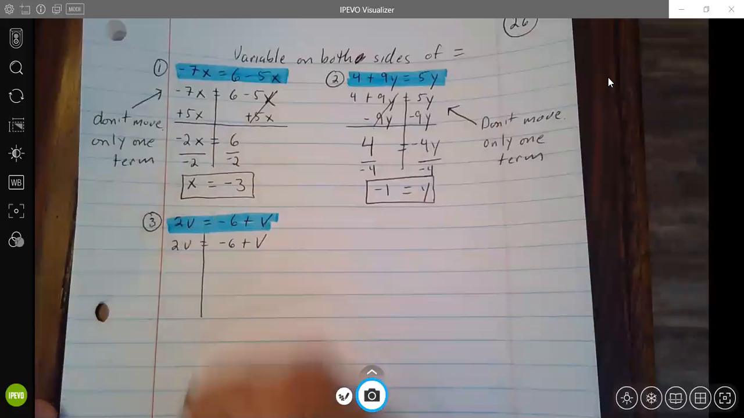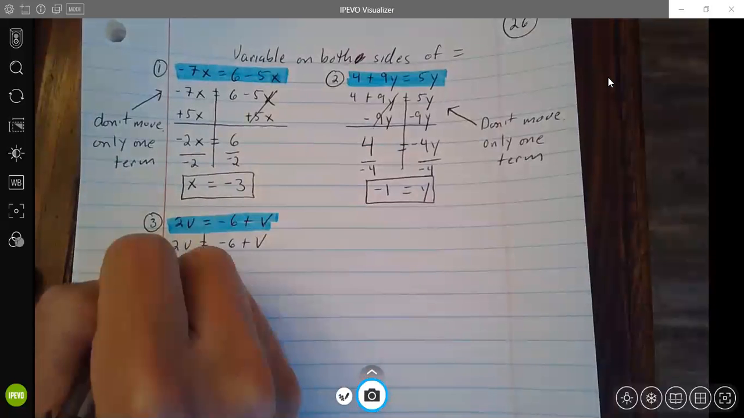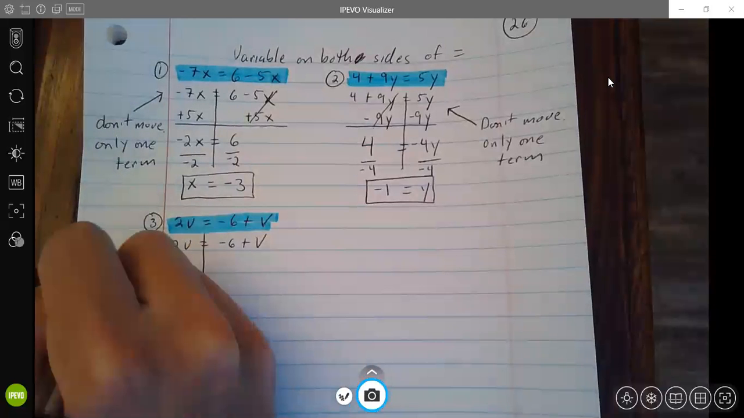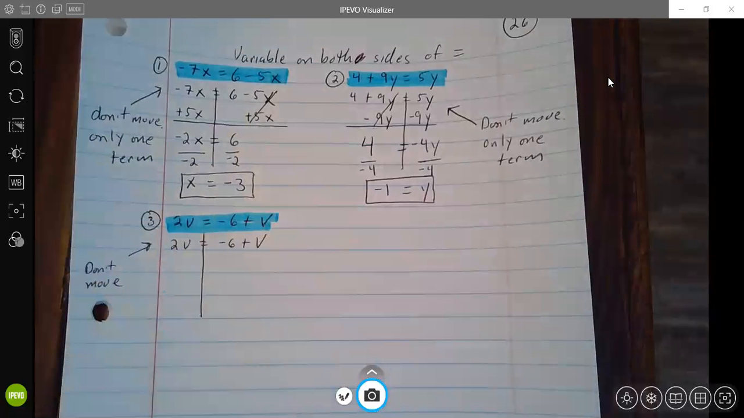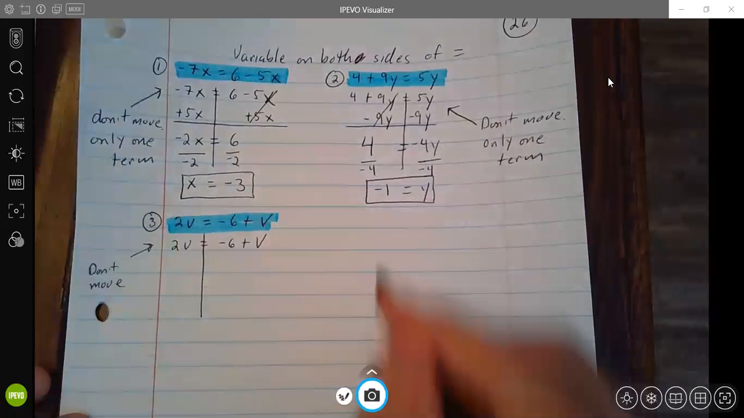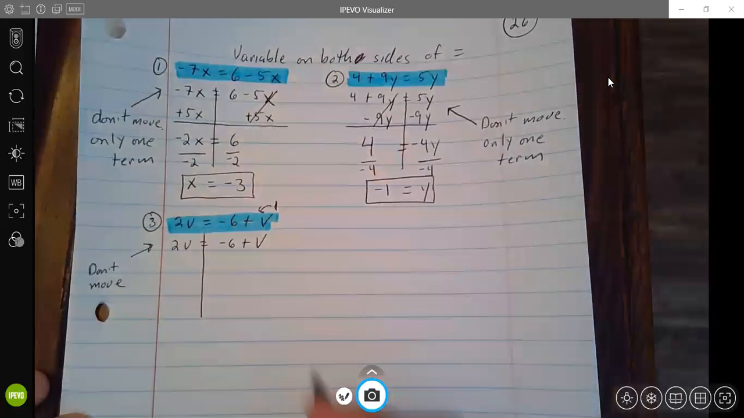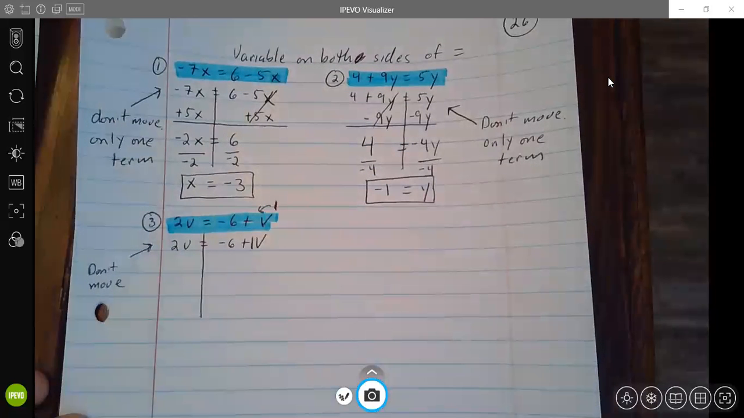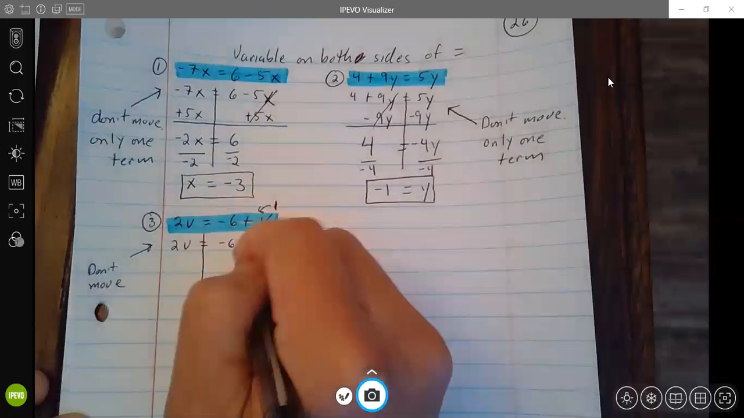This one is the one I don't want to move, so I'm just going to write "don't move" here. It's all by itself. If I move it, there'll be nothing left on the left side. The other thing I want to pay attention to is that this v has a 1, so I'm going to put the 1 in front of that v. I want to move this 1v. It says plus 1v, so I'm going to subtract 1v on both sides.